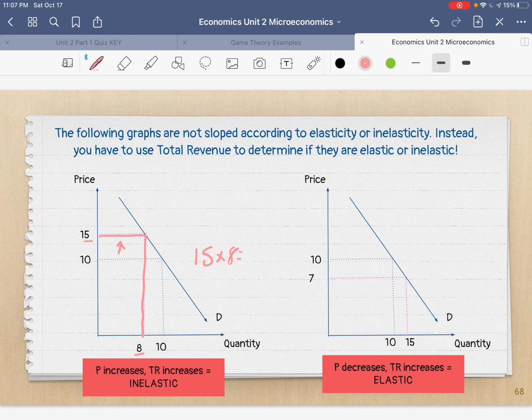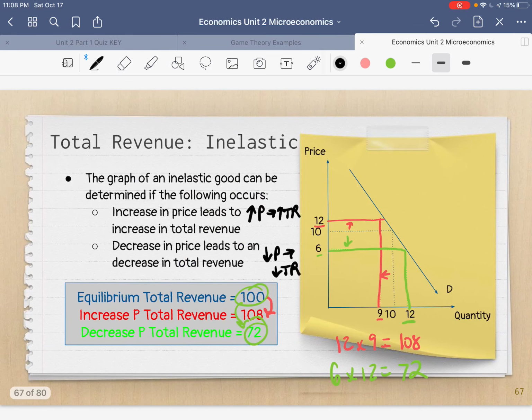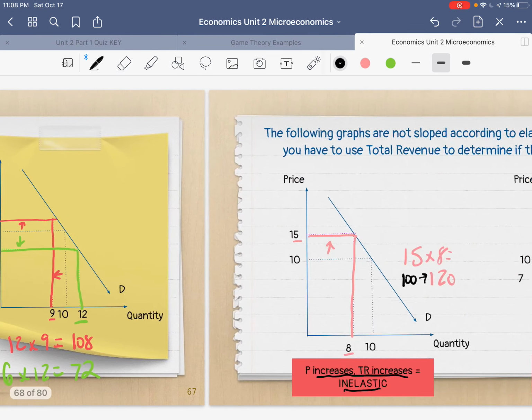I don't have my calculator out. Well, let me get my calculator out. I am pro calculator. It is 120. So what happened? When the price increased, total revenue went up from 100 to 120. And when price increases and total revenue increases, that means it is an inelastic good. Remember, we learned that over here.